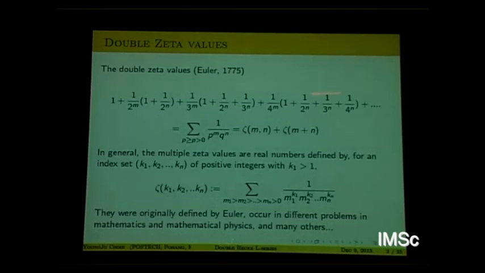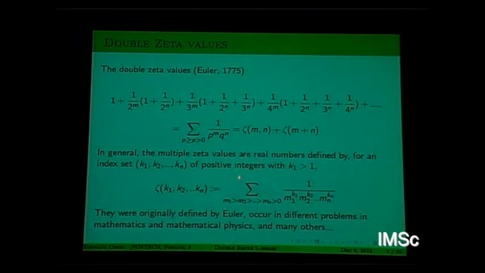Then Euler also studied double zeta values, which have this kind of pattern. It turns out that this is a sum over p to the n, q to the n, where p is strictly greater than q, which can be written as zeta of m n plus zeta of m plus n. So this is a single zeta, the original Riemann zeta. This is a double zeta. In general, the multiple zeta values are real numbers defined for any index k1, k2, up to kn. These are all positive integers, where k1 is bigger than 1.